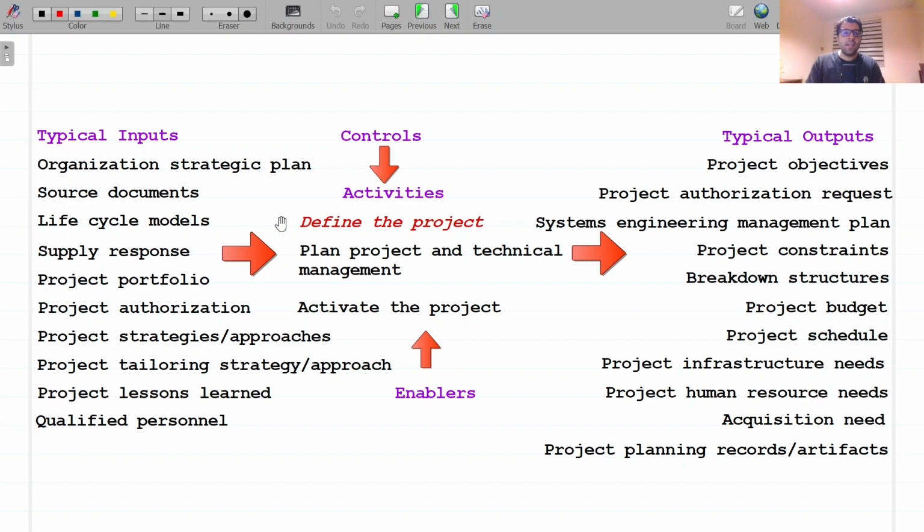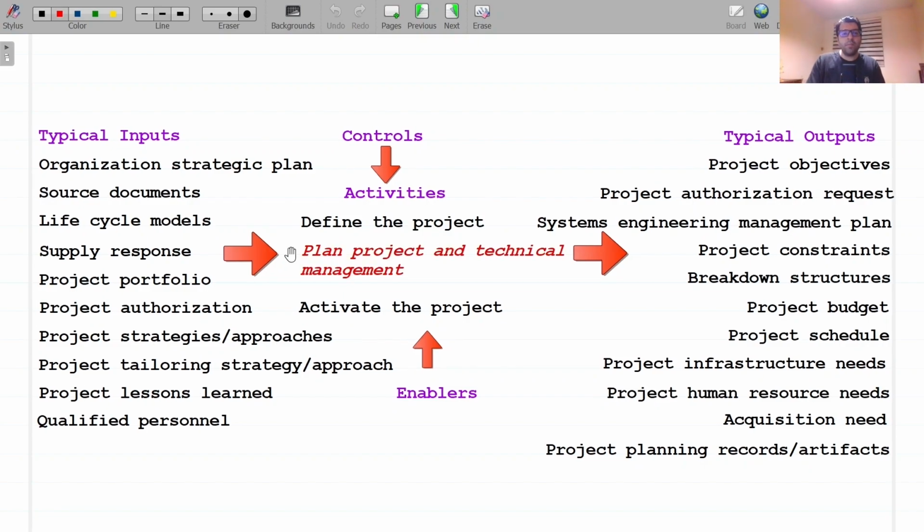Develop or select breakdown structures based on the evolving system architecture and the constraints on the resources. Define and maintain a lifecycle model that could be tailored from the defined lifecycle models of the organization. This includes the identification of major milestones, decision gates, and project reviews. Plan project and technical management.